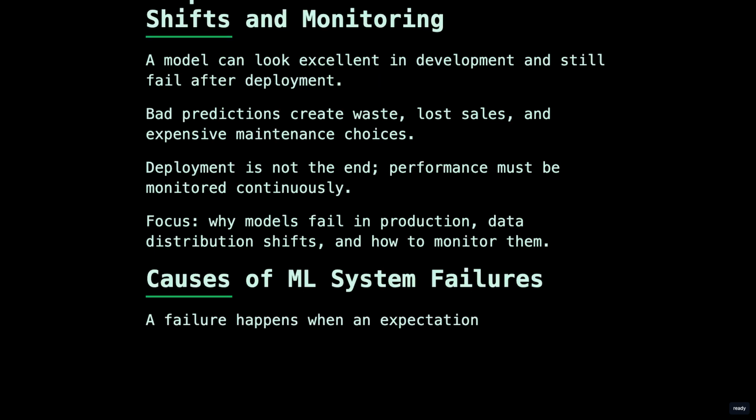A failure means the system no longer meets what we expect from it. In traditional software, that expectation is usually operational. The service responds, stays within latency limits, and handles traffic at the right speed.